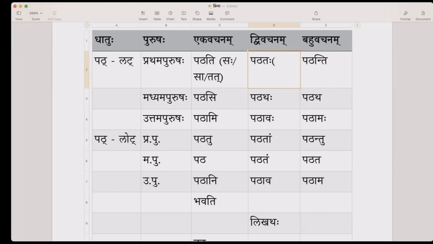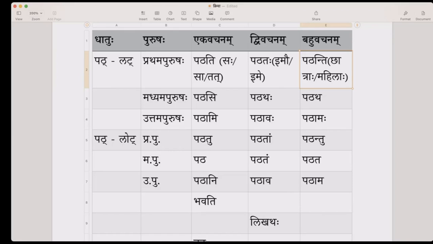And for pathatah, it is dual. So imau pathatah, ime pathatah. Okay, so this will be in dual form. And for pathanti, you can do imaha, ime or imaha. Just to note. Or I can do chhatraha. And let's say Mahilaha. Okay. Any form can come here.